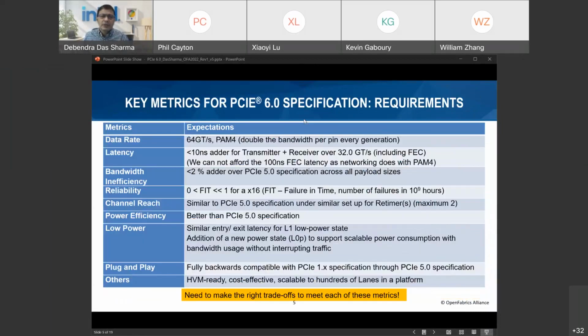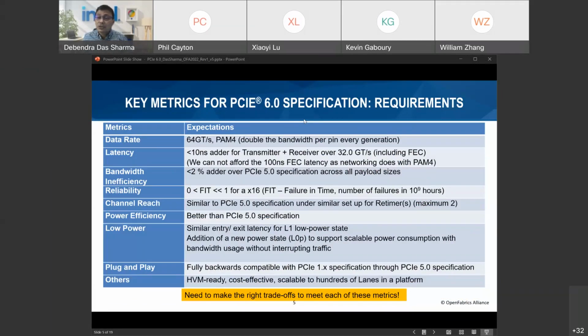Okay. So let's look into the key metrics for PCIe 6.0. What are the things that are important, right? As I said, doubling the data rate is important. So of course, from 32 gig, which was the previous generation, 5.0, 6.0 will introduce 64 gig, which is a given. And PAM4, because at these higher speeds, we can no longer do NRZ and still meet the channel reach and everything. So PAM4 was also a given.